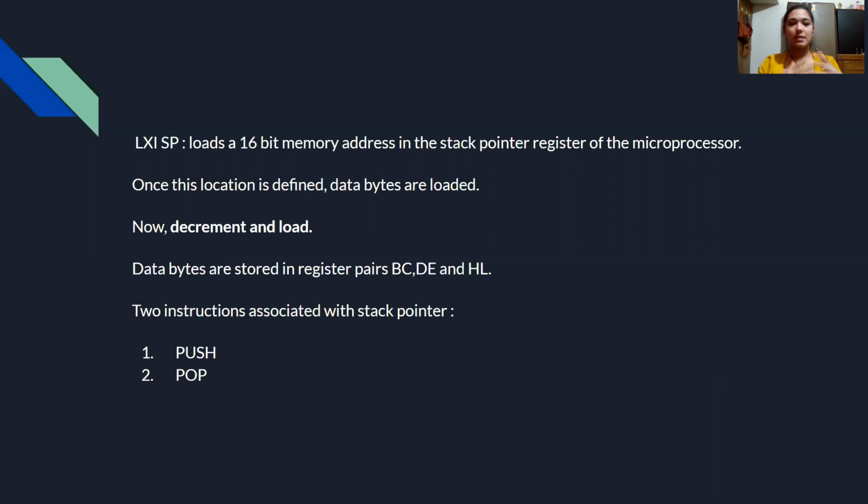Now let us discuss a few things: how we declare or initialize it and how we use it. The first statement is LXI SP, and we'll have a 16-bit memory address after it. Now LXI, as we know, is a 3-byte instruction and is used to load a memory address with some data. LXI SP with a given memory address would initialize the stack pointer to the memory address mentioned.